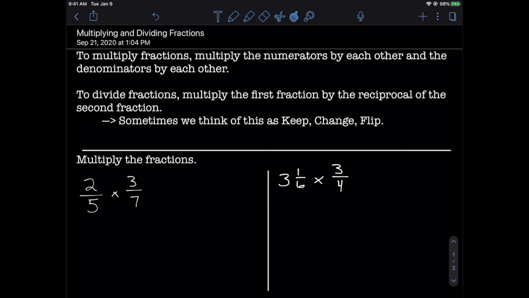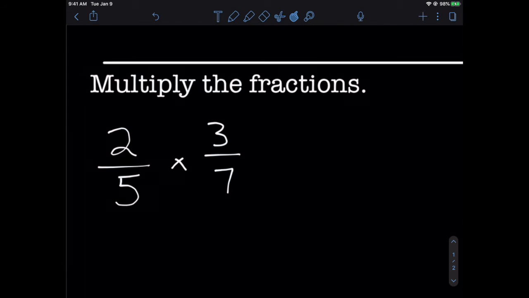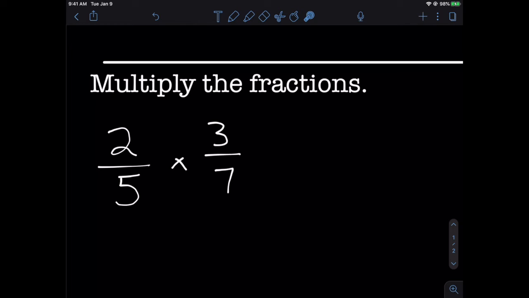Alright, so how about I stop running my mouth here and we just go ahead and take a look at a couple examples. First things first, we got 2/5 times 3/7. For multiplication, we're going to times the tops here, 2 times 3, and the bottoms times each other, 5 times 7. This means our answer is just going to be 2 times 3 over 5 times 7, or 6 over 35. See what I mean?